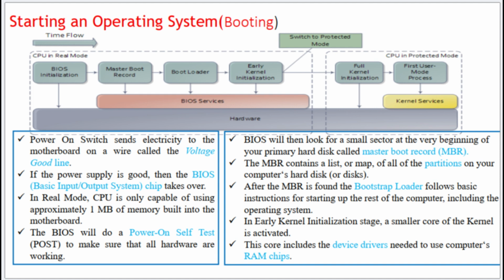To make sure the hardware is working, the BIOS will then look for a small sector at the very beginning of your primary hard disk called the master boot record, MBR. The MBR contains a list, or map, of all of the partitions in your computer's hard disk or disks. After the MBR is found, the bootstrap loader follows basic instructions for starting up the rest of the computer, including the operating system. In the early kernel initialization stage, a smaller core of the kernel is activated. This core includes the device drivers needed to use the computer's RAM chips.